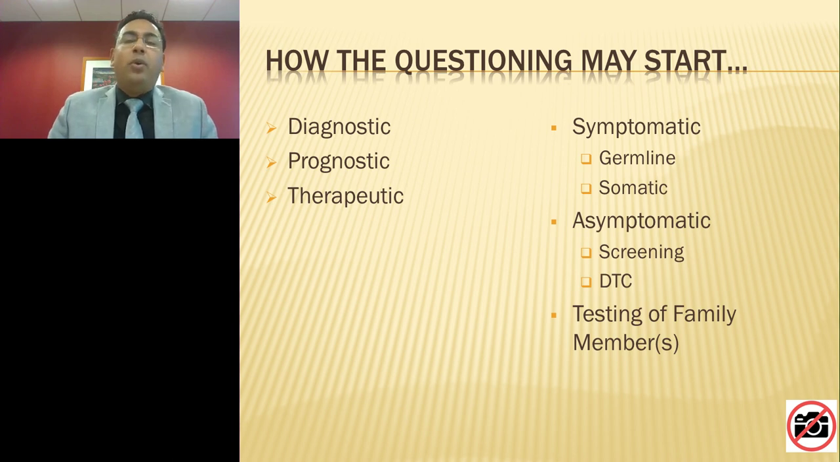What is your patient population? Are you dealing with symptomatic individuals? Are you dealing with asymptomatic individuals? Are you doing testing where you need to know the history of family members as well? And then going down even further in the symptomatic population, are you talking about germline variation? Are you talking about somatic variation? Within the variation, are you dealing with benign versus likely pathogenic versus pathogenic variation, or are you working within variation of unknown significance?